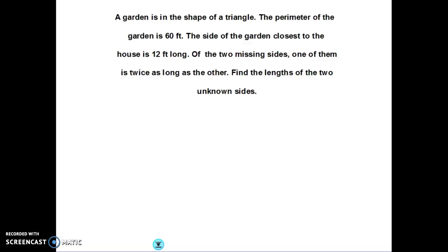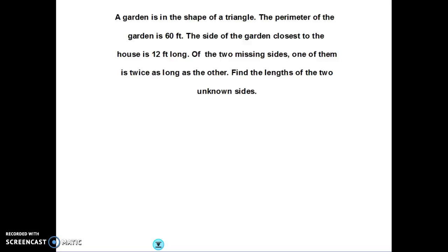A garden is in the shape of a triangle. The perimeter of the garden is 60 feet. The side of the garden closest to the house is 12 feet long. Of the 2 missing sides, one of them is twice as long as the other. Find the lengths of the 2 unknown sides. Just for clarity, we'll go back and read it one more time.